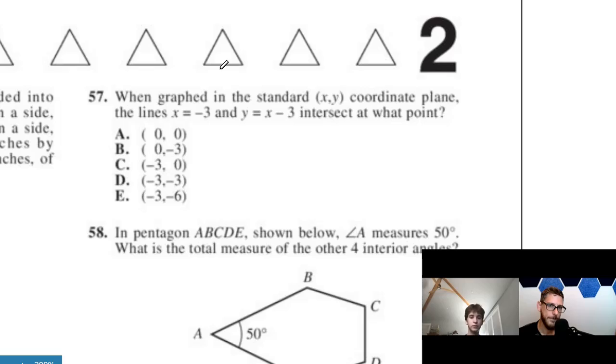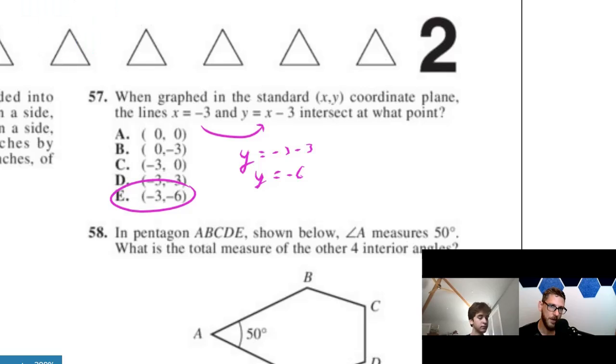What would you substitute? Substitute x for -3 in the y equals equation. Right. So this becomes y equals -3 minus 3. So y is -6. And what's x? -3. Right. So that's got to be this. Okay.